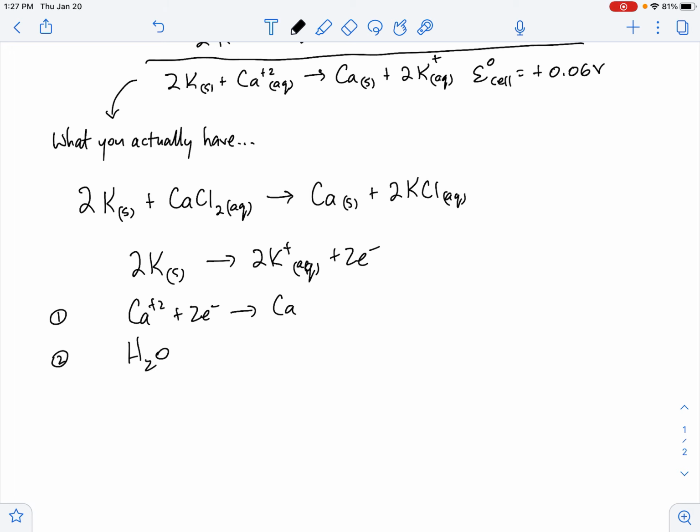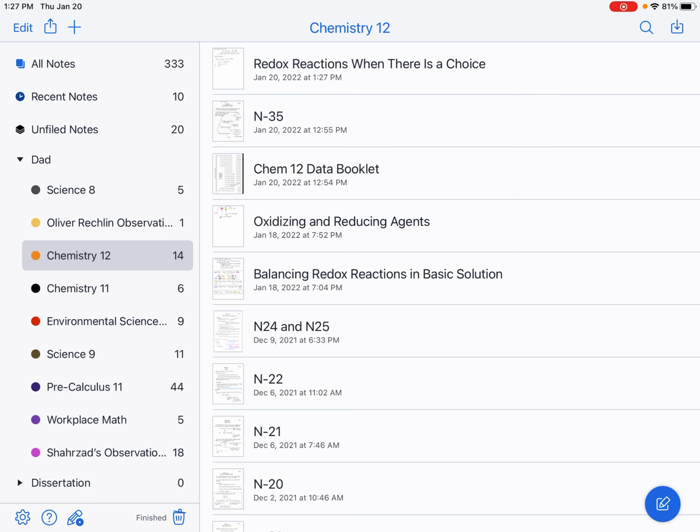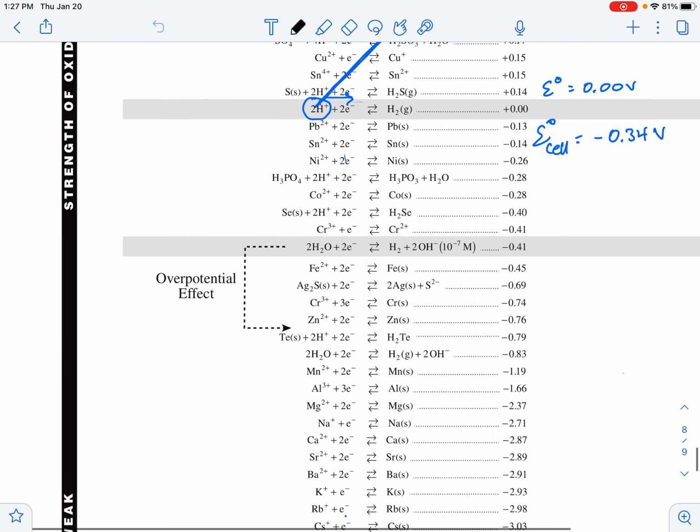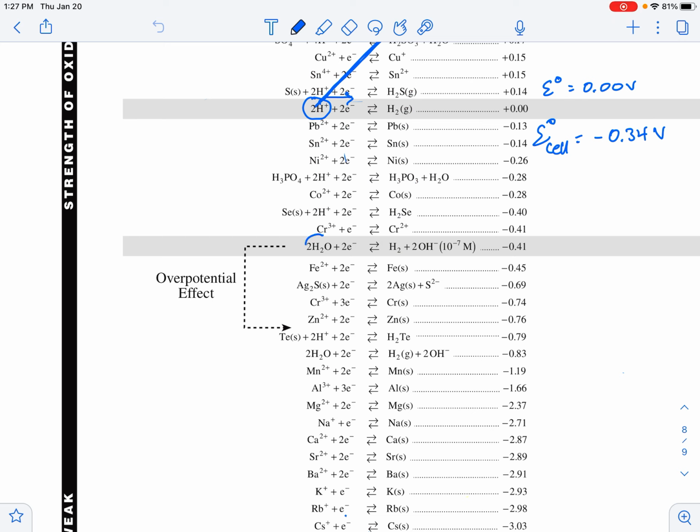Can water reduce? Well, if you're a little bit uncertain as to whether it can reduce or not, you go to the table and you look for water on the left-hand side. And water reduction has two lines that you're looking at. If you listen to my narrated answer key, you would have seen me explaining this.